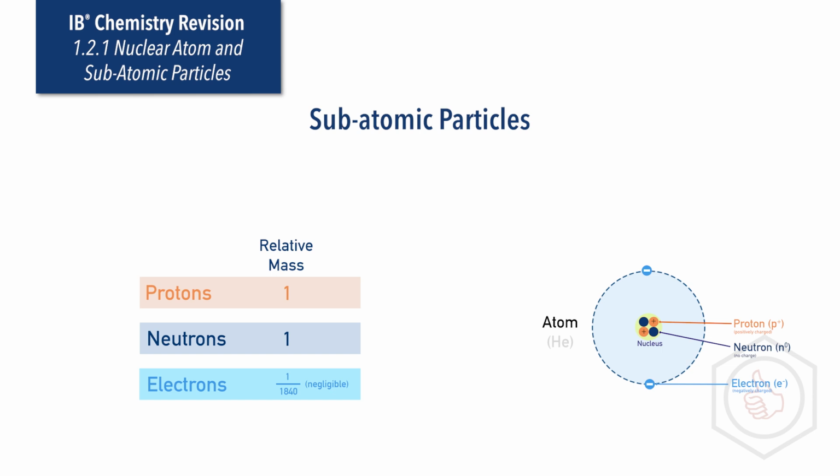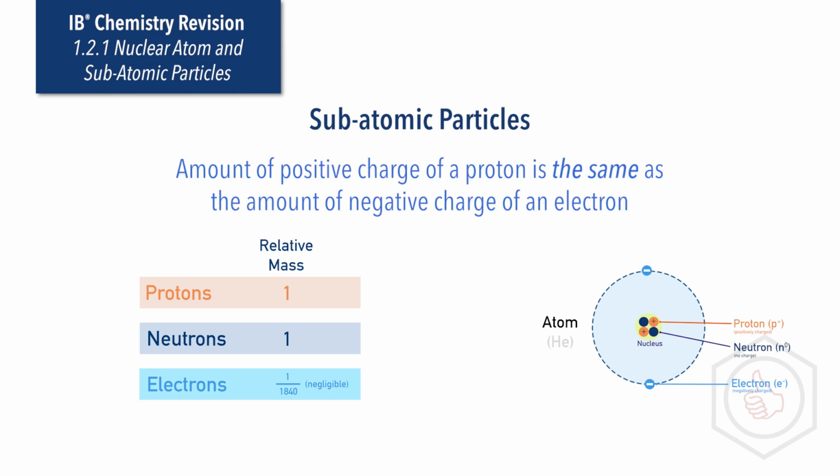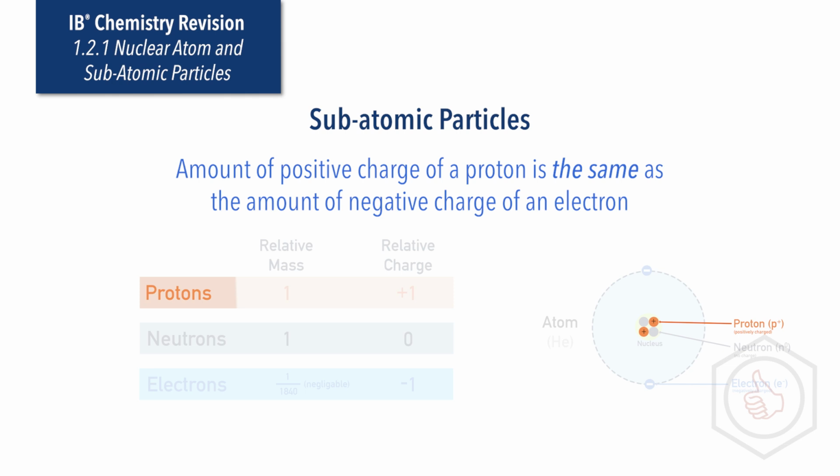The amount of positive charge of a proton is the same as the amount of negative charge of an electron, just opposites. So because of this, we assign a proton a relative charge of +1 and an electron a relative charge of -1. To summarize then, a proton has a relative mass of 1 and a relative charge of +1 and is found in the nucleus of an atom.